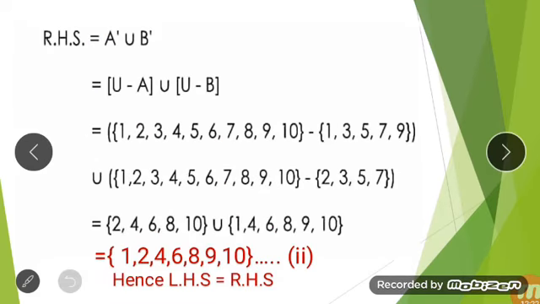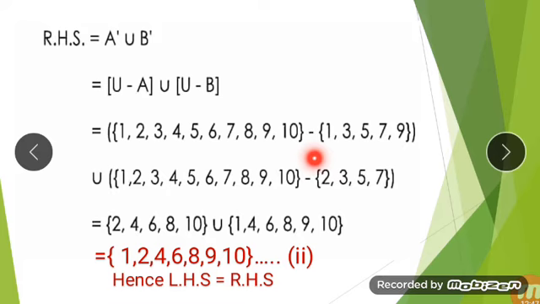Let's go with the next part here. Right hand side, A complement means U minus A, then this union sign, then B complement means U minus B. So first set U is written, this is set U, then minus sign, then this is set A, then bracket is closed, then now union sign, then set U, then minus sign, then set B. Okay, let's find the U minus A first.